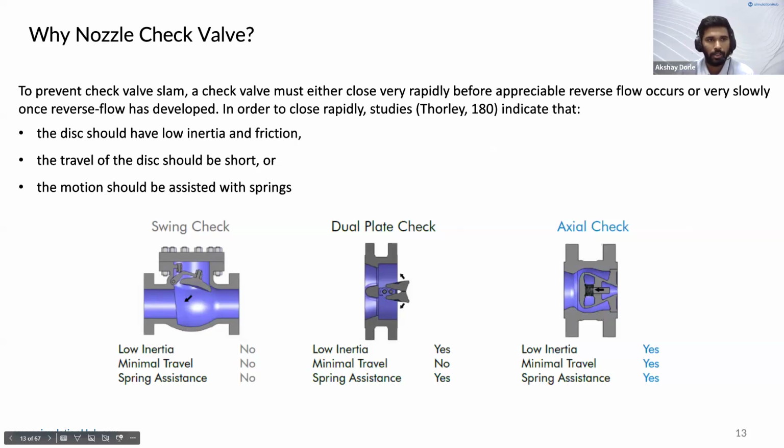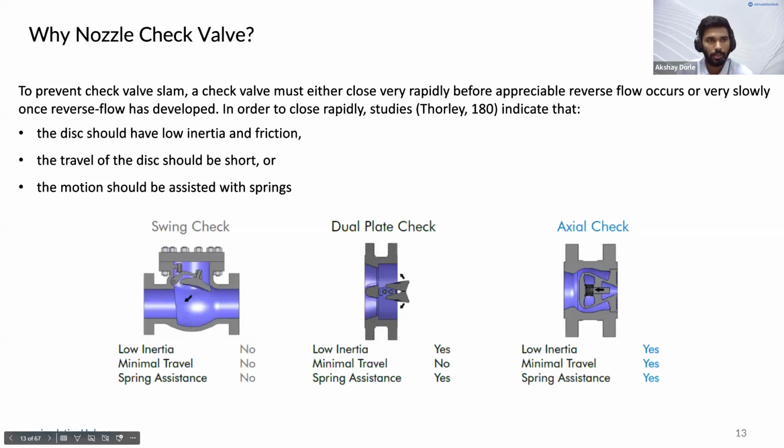So the first is the disc should have low inertia and friction. So this basically means it should be a lighter material or a lighter design, and it should have less friction, so that in case of reversal of flow, the valve can react quickly. So in swing check valves, there are instances where the hinge pin gets locked, and it doesn't react as quickly as it should. So that's one.